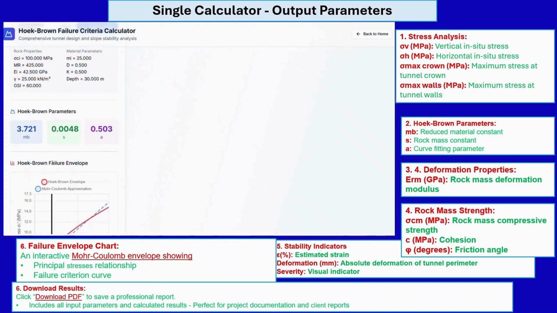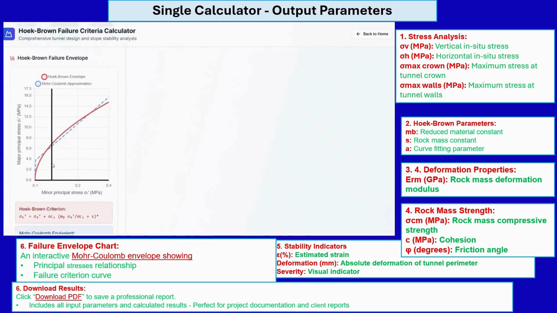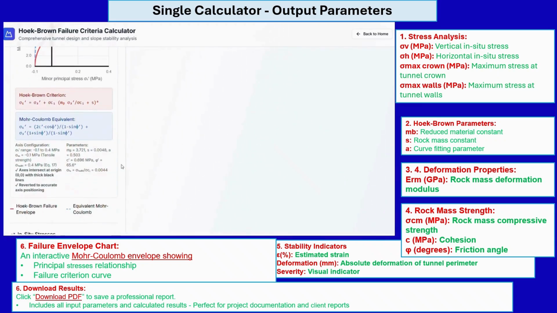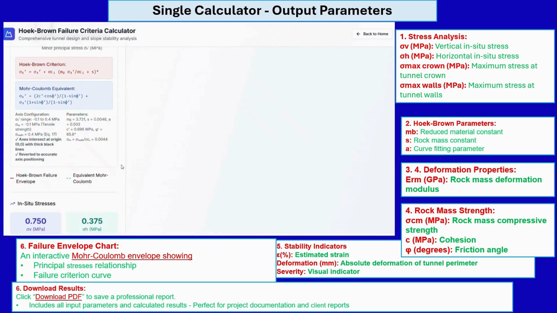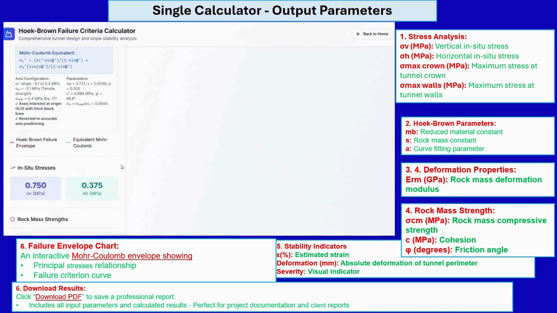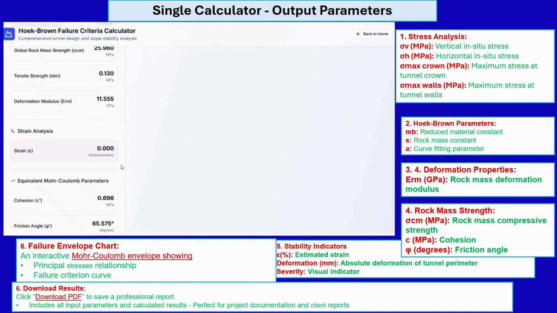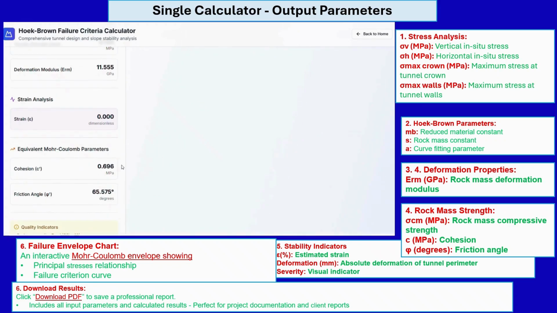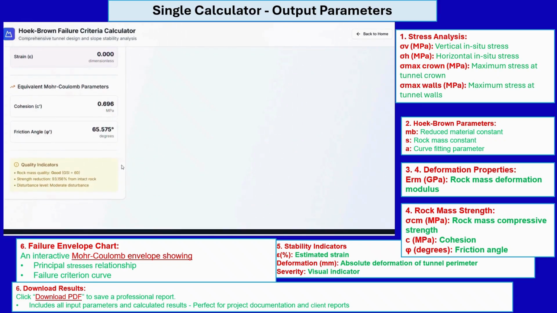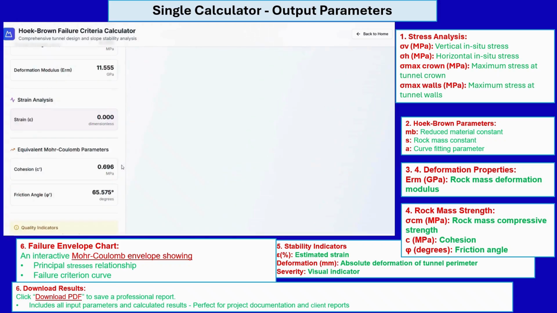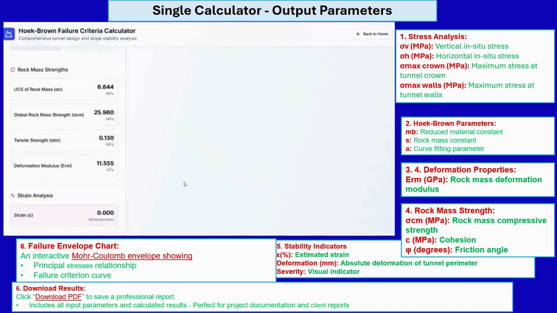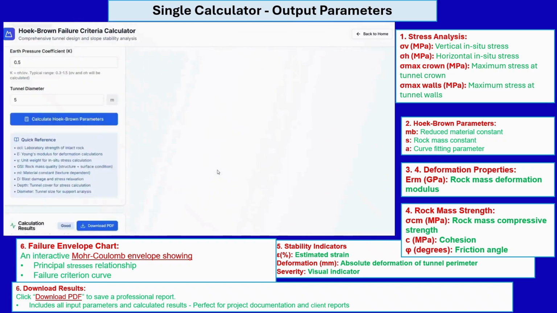As we go down in the calculator, we can see Hoek and Brown parameters, failure criteria, curve. In situ stresses consist of vertical and horizontal stresses, rock mass strength parameters, strain analysis. We can also find C5 values determined for Mohr Coulomb failure criteria.